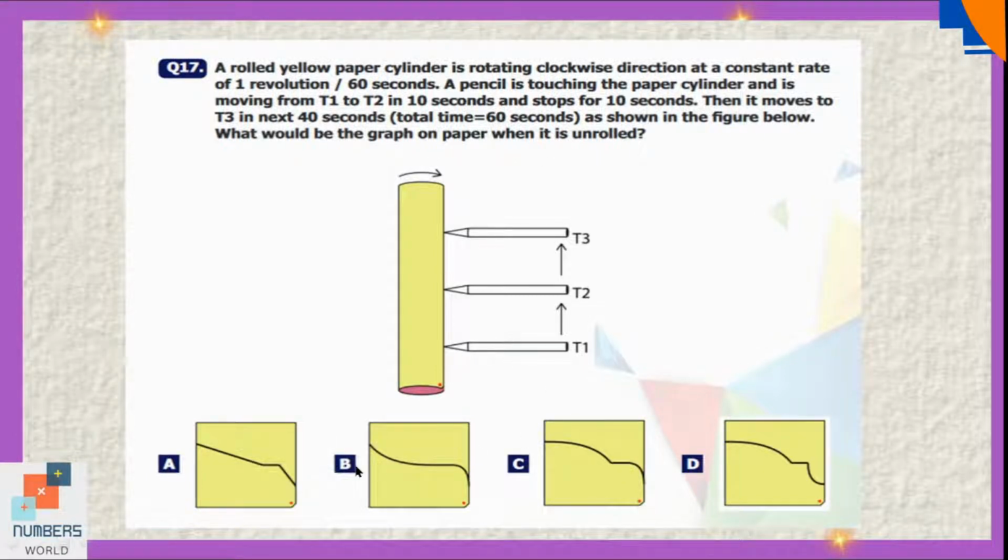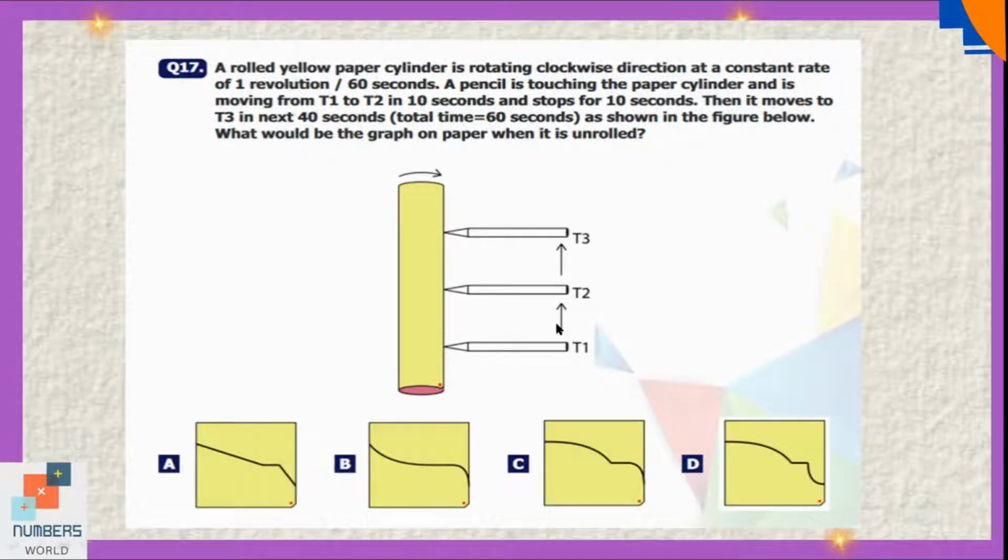So we are not going to choose option B, C, and D because the curves are shown in these 3 pictures. When the pencil is drawing something on a cylinder, the drawing will be exact in the form of slant lines or straight lines. There will be no curve. So that's why we are not going to choose B, C, and D.